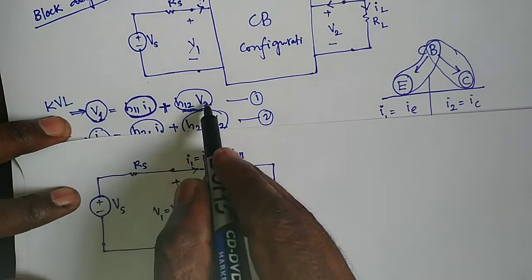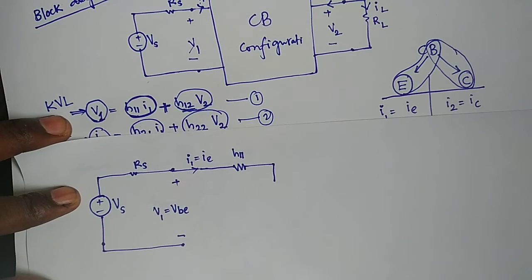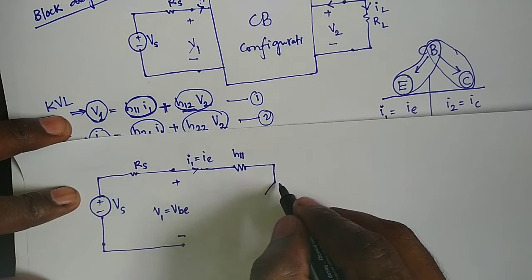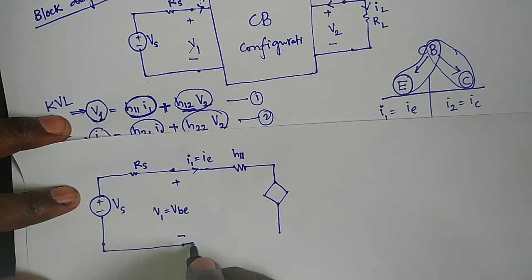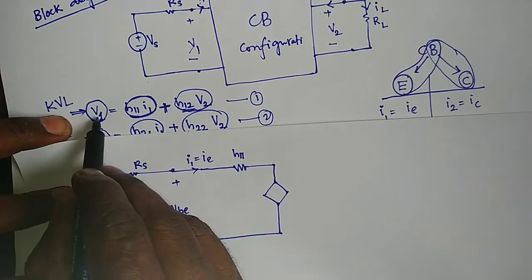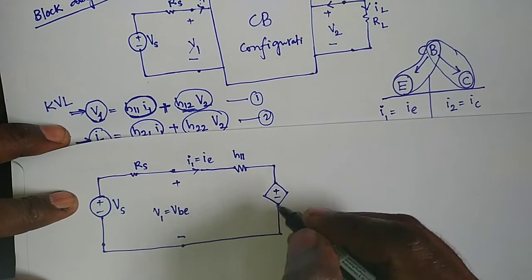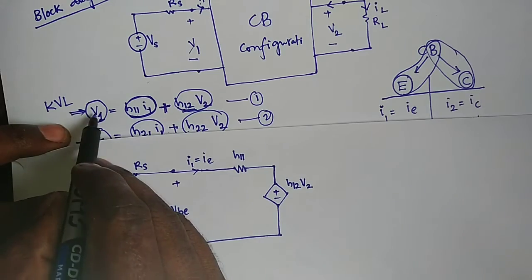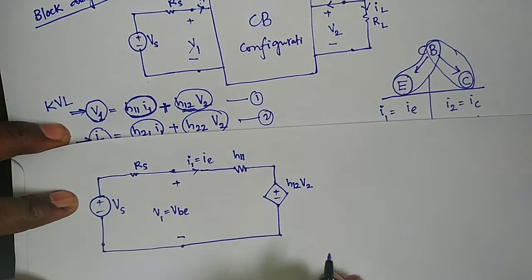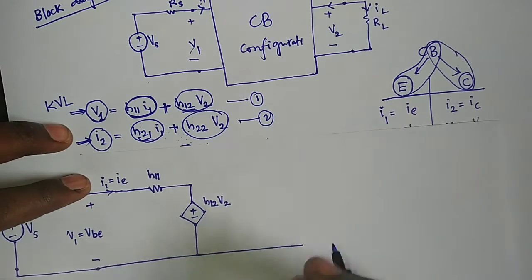This is V1 by V2. Both are the combination of two ports. That's why that is represented by a dependent source. But H11 belongs to port 1 only. That voltage is H12 V2. The left side value is voltage, so you can represent plus and minus. This part is completed.